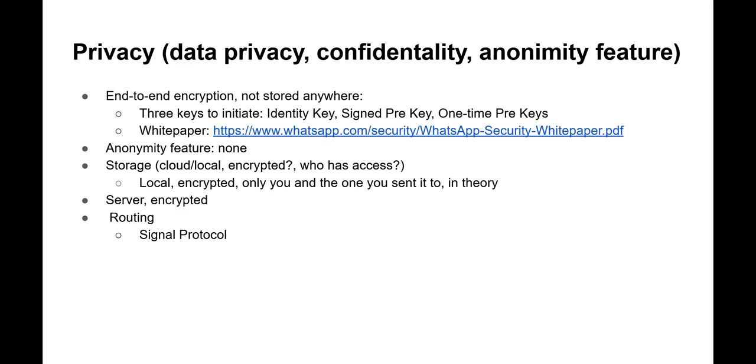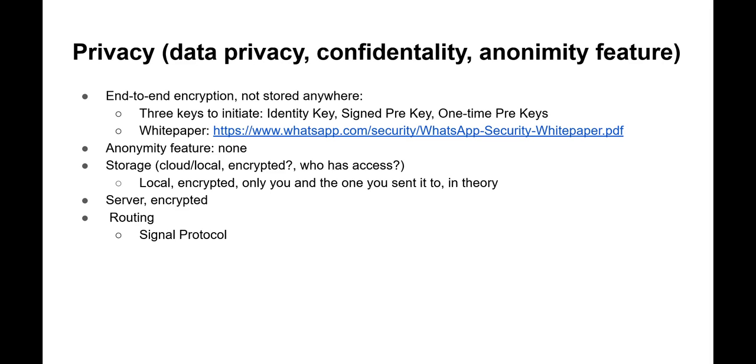Storage, I mentioned it on the schema before. There are two types of storage. It's the local one, which is the most prominent one. It's fully encrypted, and in theory, only you should be able to see that data, and the person you send it to. They have the cloud storage, which I explained we are not entirely sure what they store there. And that is encrypted as well, and we have to take their word for it.